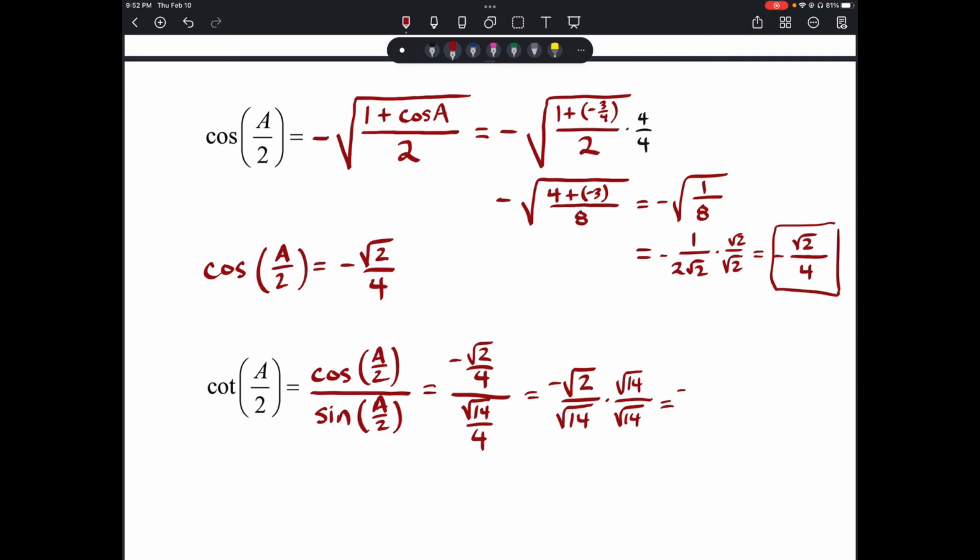And that would be what? Negative radical 28 over 14, which is going to reduce because that's 4 times 7. So negative 2 radical 7 over 14. And I believe we get negative radical 7 over 7 as our final answer. However you wish to rationalize and reduce there, whatever works for you, works for me.